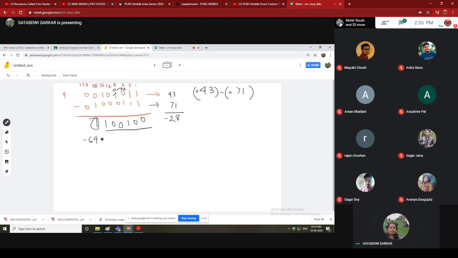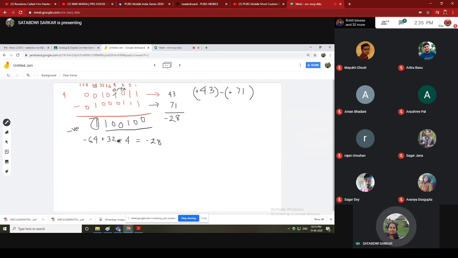So plus 32 plus 4. So what is the result? Minus 28. Minus 28. So it's okay. So this is for the position. This one represents that it is a negative value.